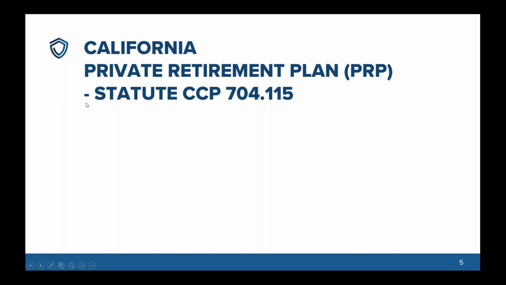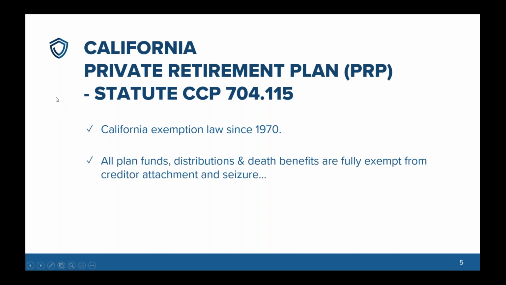It's a pretty short code. It's very explicit. It basically says, since 1970, all plan funds, all distributions, and all death benefits are fully exempt from creditor attachment and seizure, if you're proving that it's for retirement. So again, where do we come in? We need to prove that this asset is being properly characterized as for retirement and properly administered.